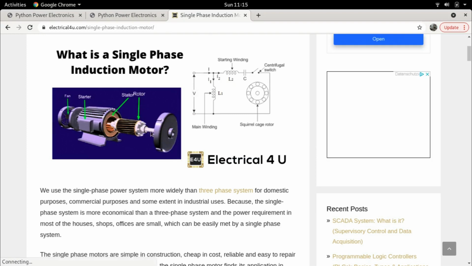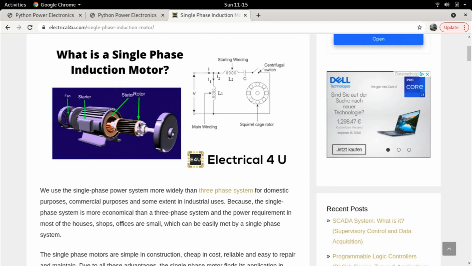we know that there is no voltage which is applied to the rotor. Why? Because the rotor consists of bars which are short circuited on both ends, right? So therefore there is no applied voltage to the rotor. There is an induced EMF, but there is no voltage which is applied.